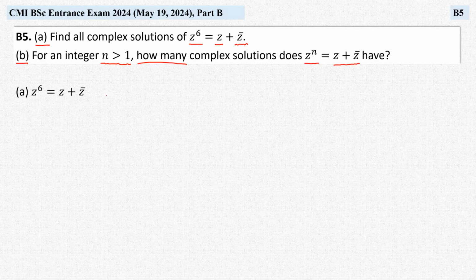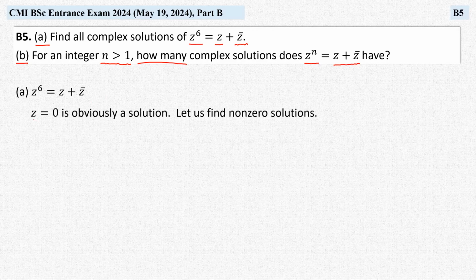So starting from problem A, first, you can easily notice that z equals 0 is a solution to the given equation. This is rather a trivial solution, so from now on, I will assume that z is non-zero and try to find some non-zero solutions.